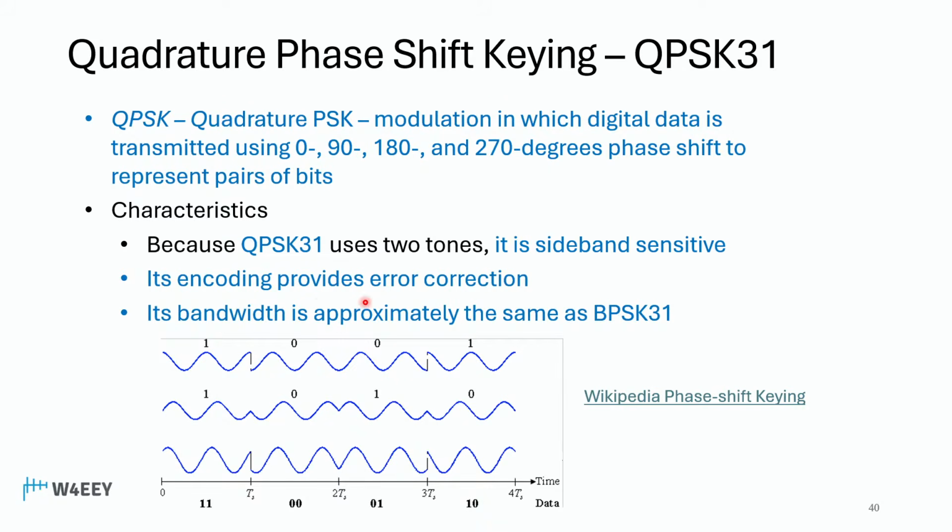The encoding provides error correction. Because there are many more bits that can be sent with QPSK, some of those bits can be used for error detection and error correction. And the good thing is its bandwidth is approximately the same as BPSK31.